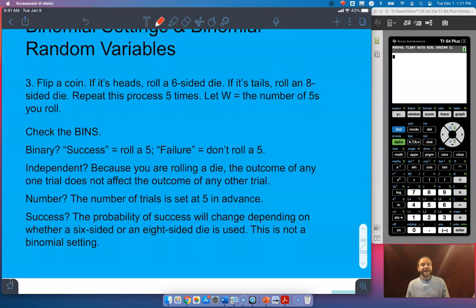Is there a fixed number of trials? Yes. However, is the probability of success the same? No. Because in this setting, based off of what happens with that coin, I'm either going to roll a 6-sided die or I'm going to roll an 8-sided die. Those have different probabilities. The probability of success is not the same. So therefore, success is not met. So this is not a binomial setting. So this is how you check your bins. You need to go through and read it and think, okay, is it binary? Are outcomes independent of each other? Is there a fixed number of trials? And is the probability of success constant for each trial?